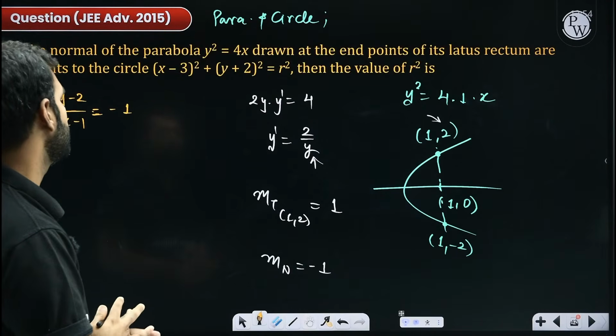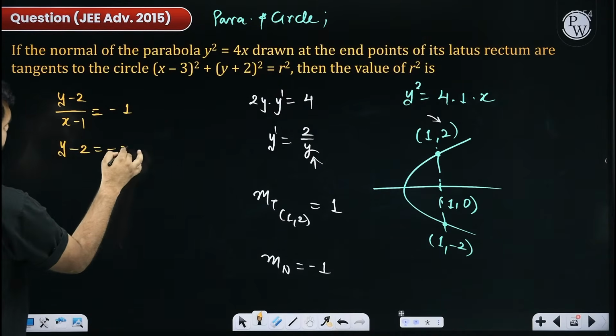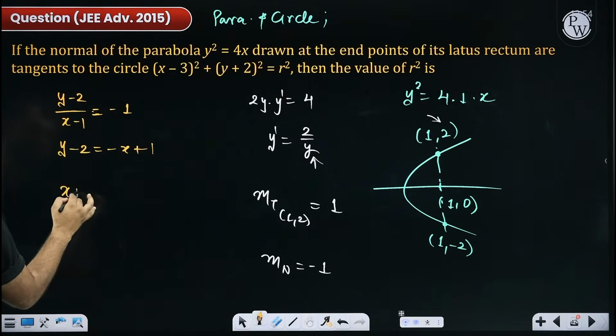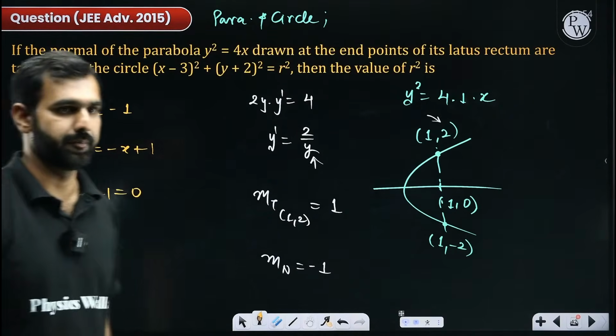So the equation turns out as y minus 2 is equal to minus x plus 1. If I rearrange it, it is x plus y minus 1 is equal to 0. That's the equation of the normal here.